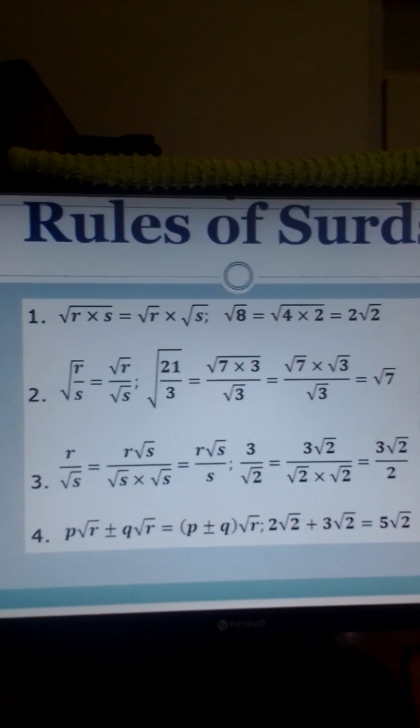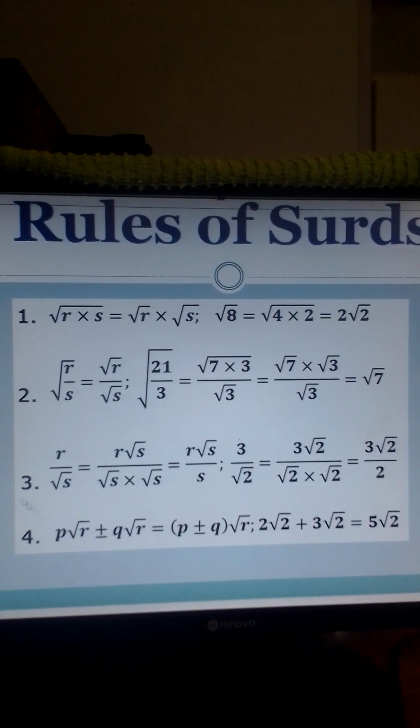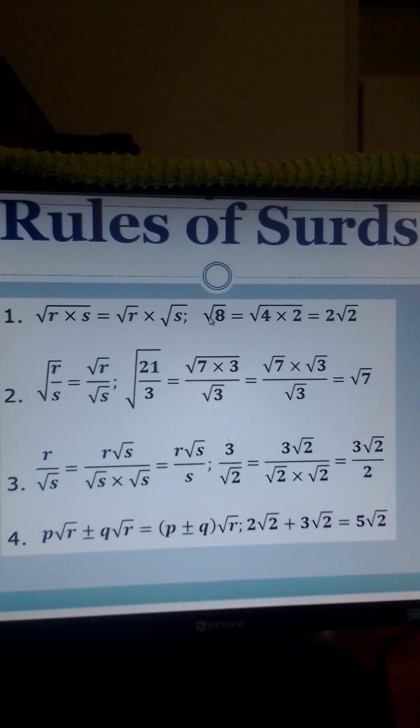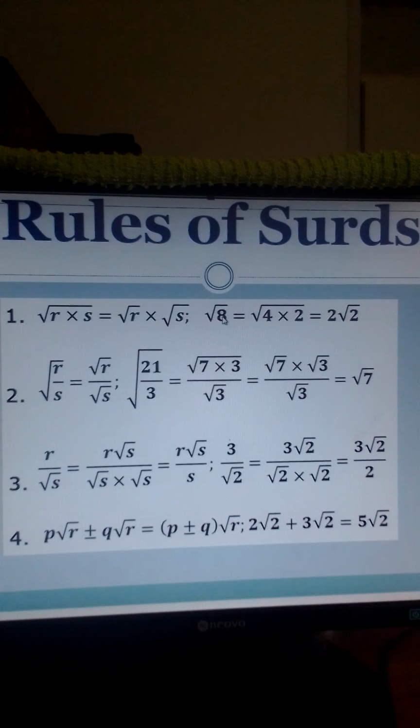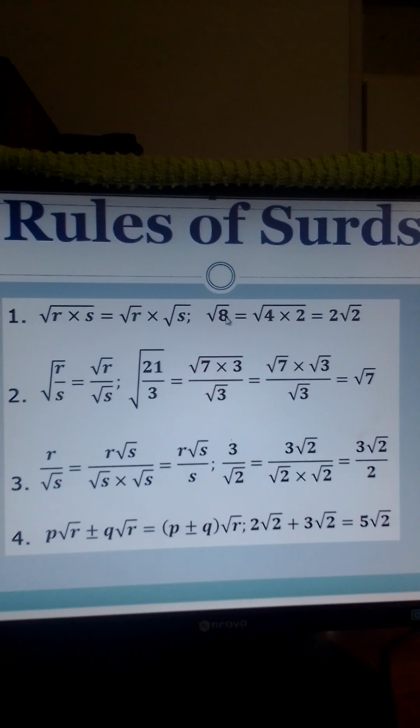Let's look at the rules of surds. If we have root r times s, we can write it as root r times root s. For example, 8 can be written as 4 times 2, so we can write root 8 as root 4 times root 2, which gives us 2 root 2.